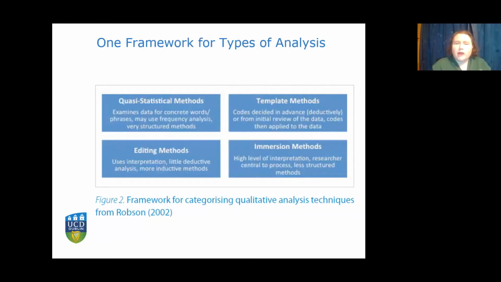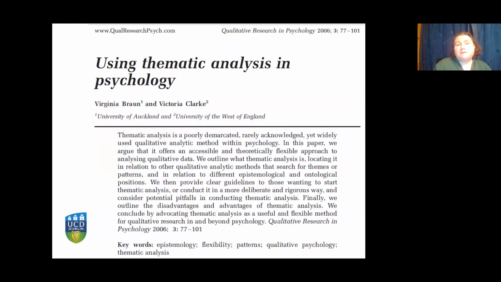So just be aware of your language, because you may be dealing with a reviewer who's not familiar. Can you clarify again what the level of interpretation is? What's the level of inductive versus deductive? What influenced the themes? And I'll come back to the idea of how you can ensure credibility.